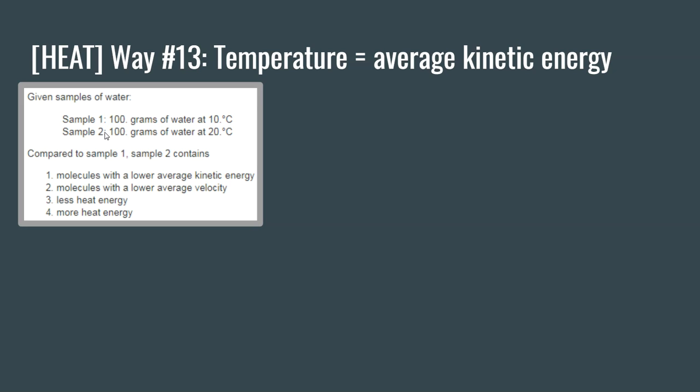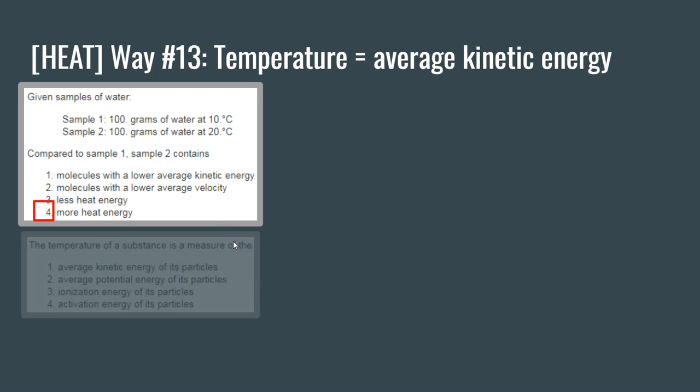Because these molecules are moving faster, we would expect sample 2 to contain more heat energy. You should have been able to eliminate answer choices 1 and 2 because sample 2 is already at a higher temperature. Therefore, it cannot have a lower average kinetic energy, or its molecules should not be moving at a lower average velocity.